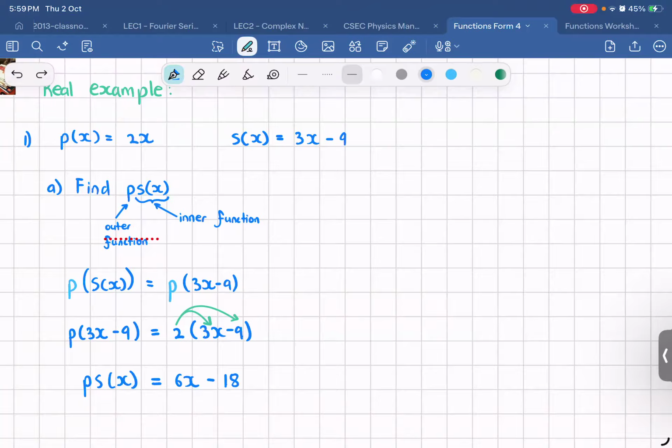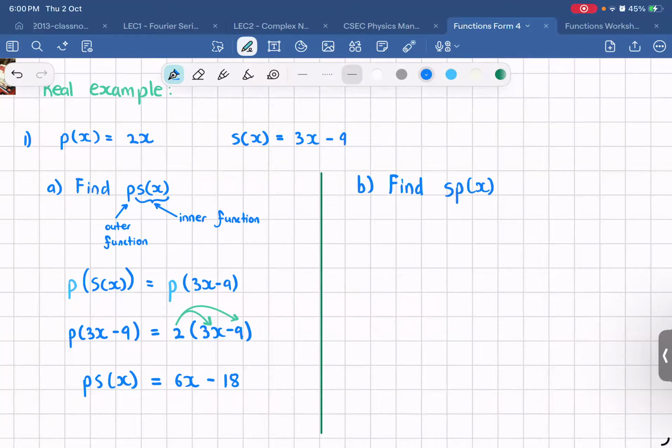Cool. Let's look at another example, part B. So guys, in this example, what did we put inside the function P? S of x, right? Let's switch that. So if I switch this, what would it look like? Somebody tell me. SP of x. SP of x, right?